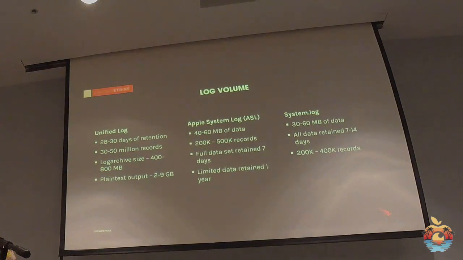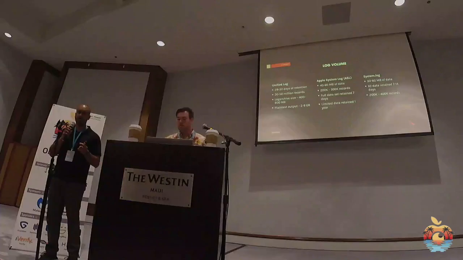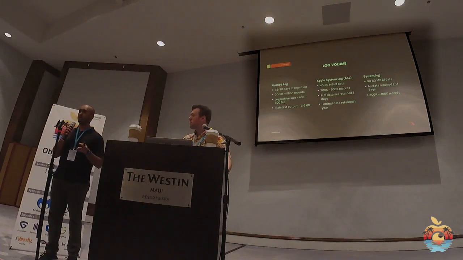For comparison, we were looking at Apple system log before and just system.log, the normal system log. We were looking at somewhere in the 40 to 60 megabyte range for both. Somewhere between 200 to 500K records. And then retention for Apple system log, we're seeing the full data set for 7 days. You have some additional logging that goes back up to a year. Then for system.log, it gets about 7 to 14 days, depending on how you configured ASL conf. And then you're getting that 200 to 400K record level.